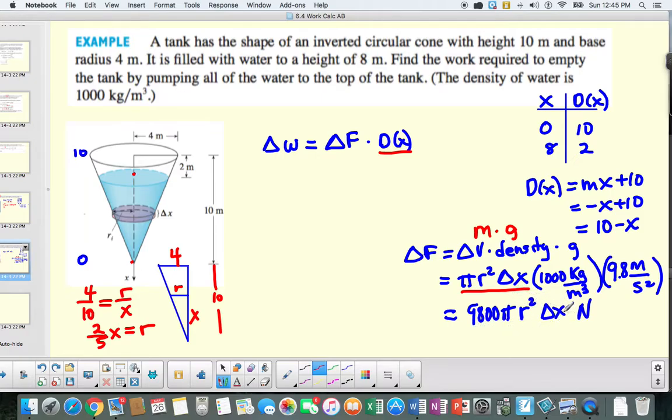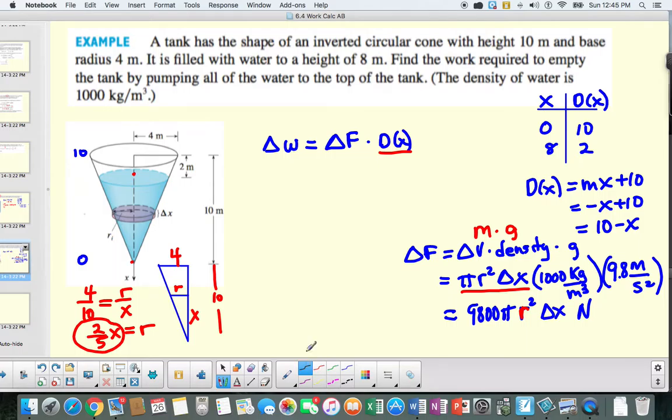Now here's the problem. When I integrate, I'm going to integrate with respect to x, and I have an r here. So I need to figure out how r relates to x. So I'm going to go back here, and I'm looking at two triangles. This is back to geometry, and you can see that these are similar triangles. This is 4, this is r, this is x, my height, and the total is 10. So the sides are in proportion. 4 is to 10 as r is to x. So r is equal to 2/5 x. So I'm going to be able to replace this r with this quantity right here.